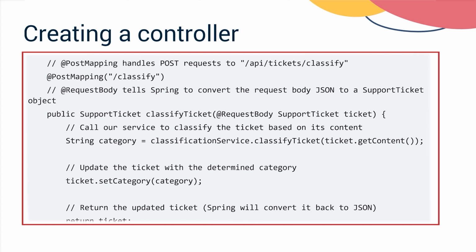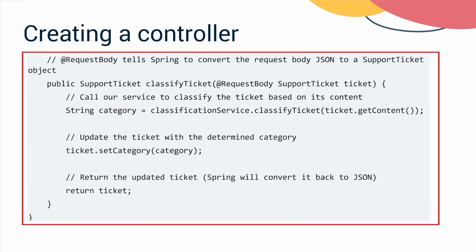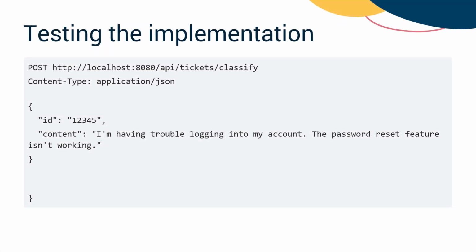It calls the service to classify the ticket, updates the ticket with the category, and returns the updated ticket, which Spring will convert to JSON. Now test the implementation using tools such as Postman or curl.